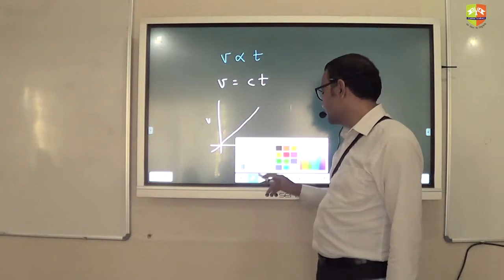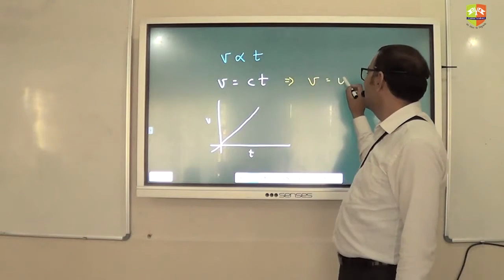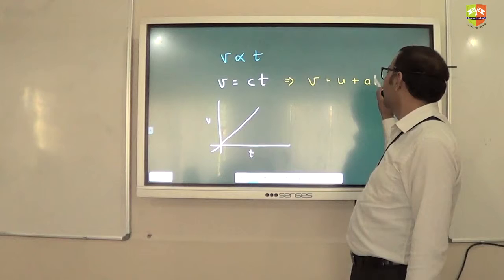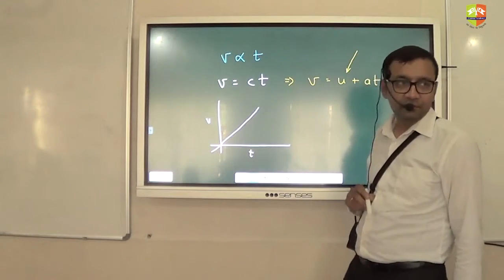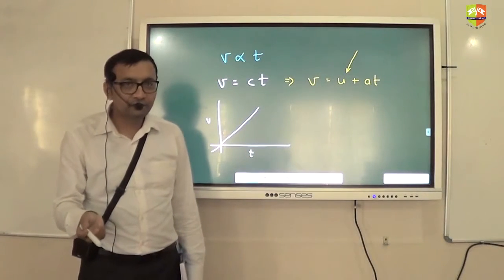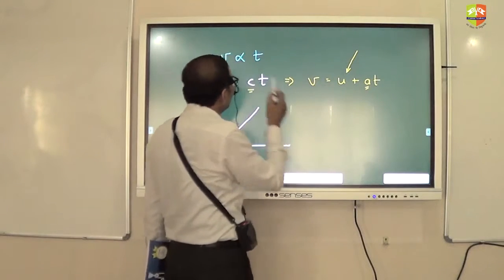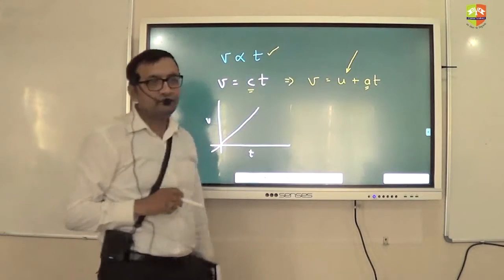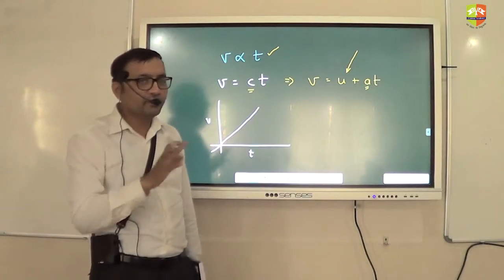algebraically also. You can compare this equation with V is equal to U plus AT. Okay? So if U is 0, initial velocity is 0, it is V is equal to A times T. So this constant of proportionality is nothing but the acceleration. So you can solve it both ways.